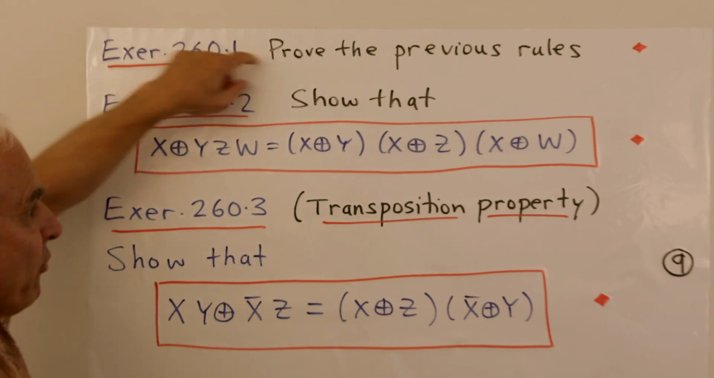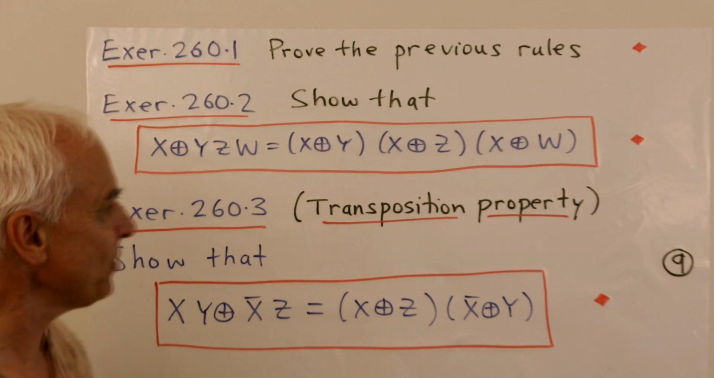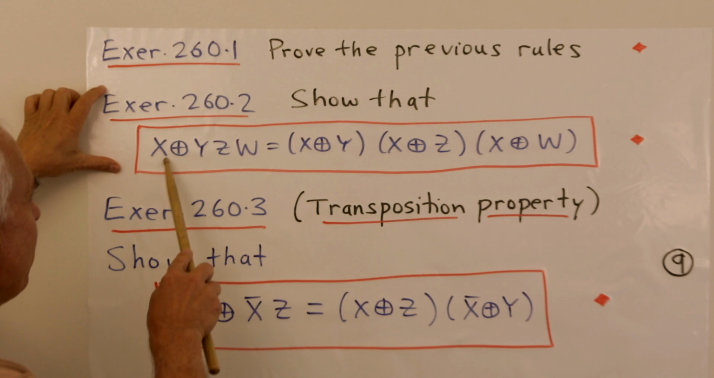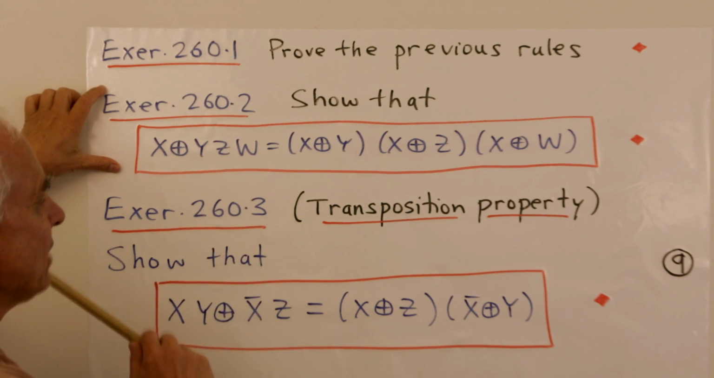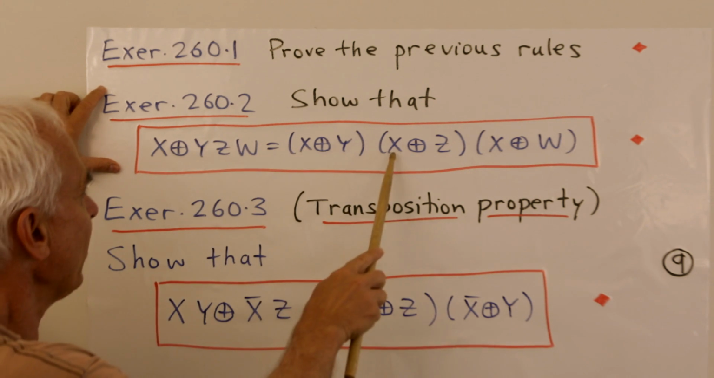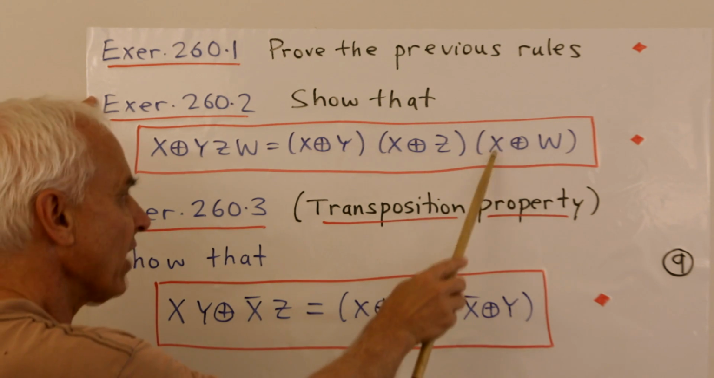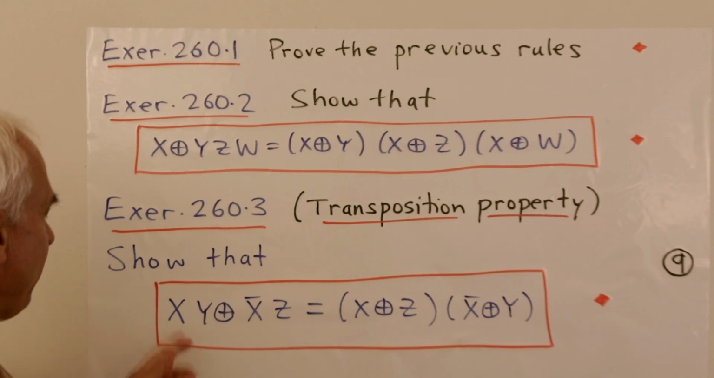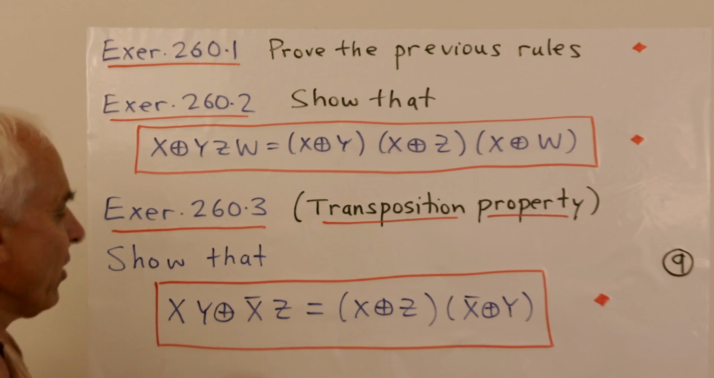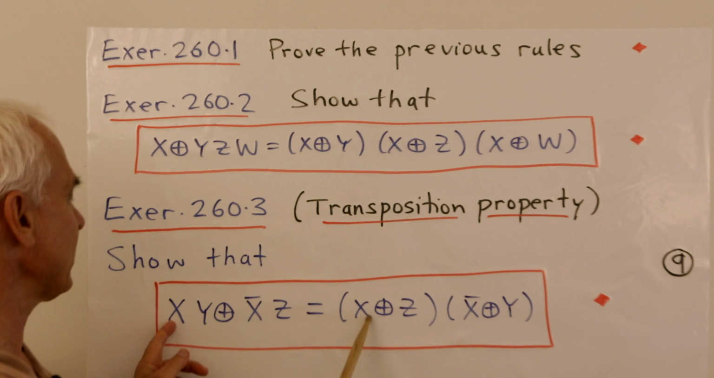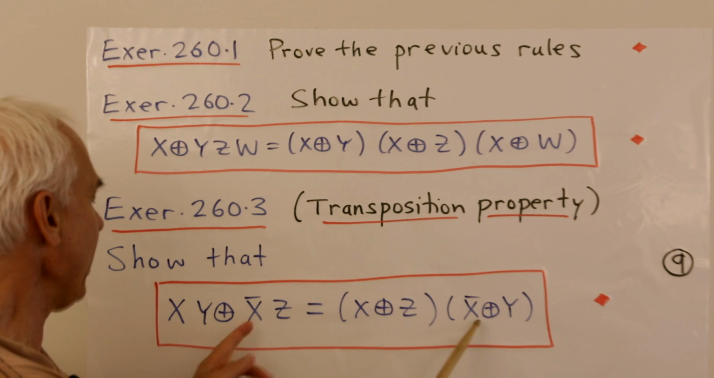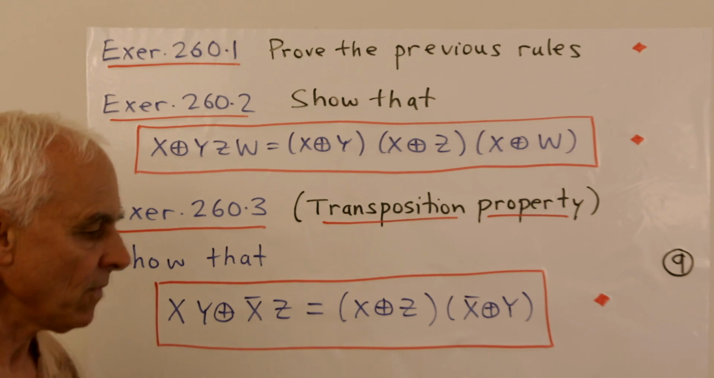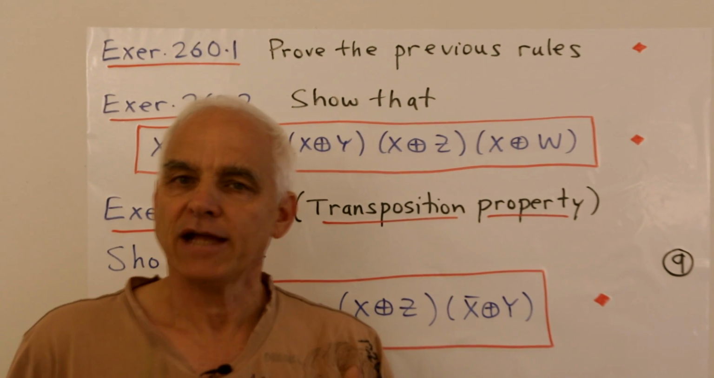So first of all, you can try to prove the previous rules that I just showed you. You can show this variant of the distributive law, that if you have x plus y, z, w, that's the same as x plus y times x plus z times x plus w. And then you can prove this transposition property, that x, y plus x bar z is the same as x plus z times x bar plus y. Quite pleasant. Okay, so that's great.